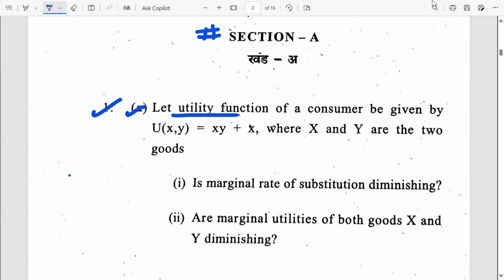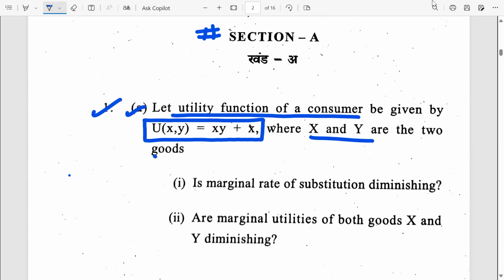Let the utility function of a consumer be given by u of x,y equals xy plus x, where x and y are two goods. Part 1 asks us, is the marginal rate of substitution diminishing? MRS is nothing but the slope of the indifference curve. Okay, let's find out the MRS for this particular utility function and let's check whether it's diminishing or not.